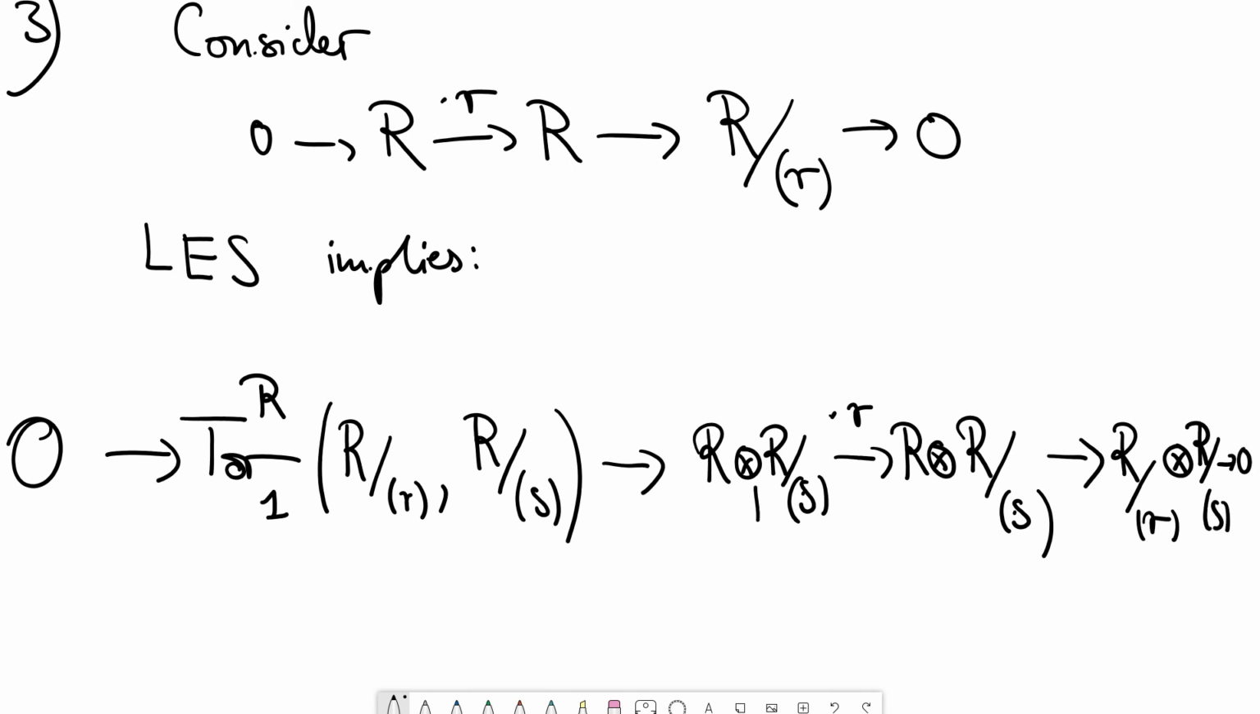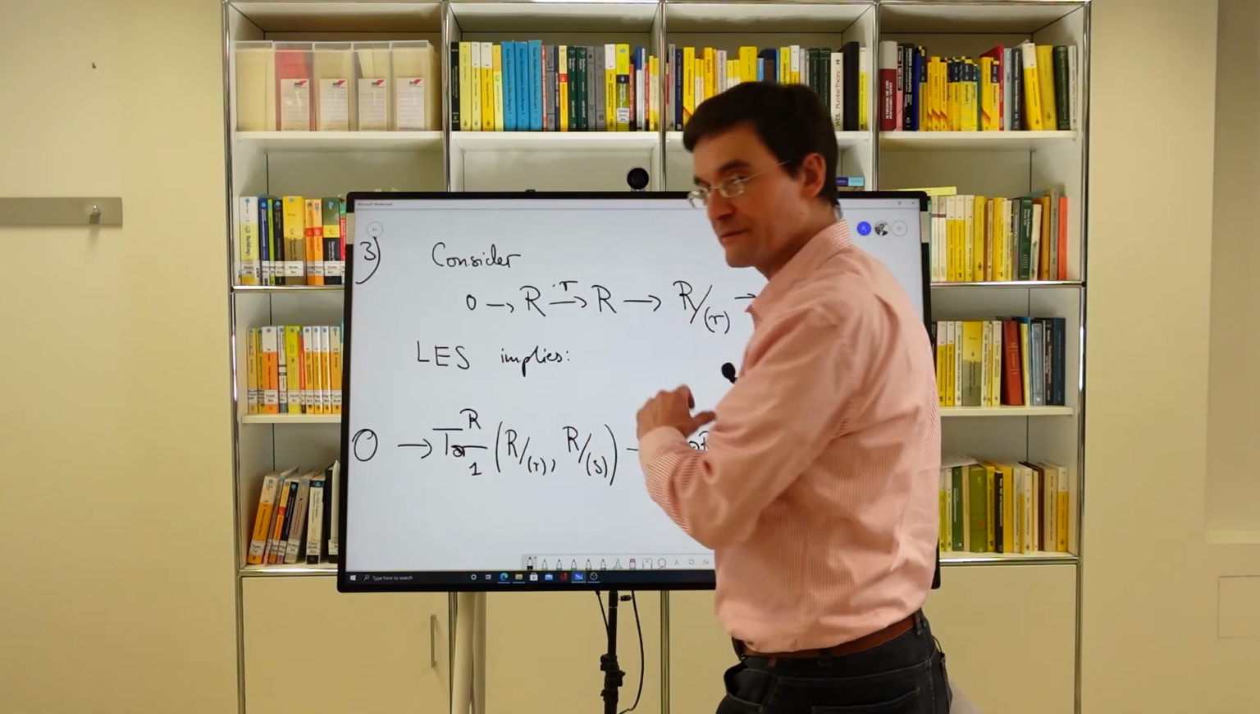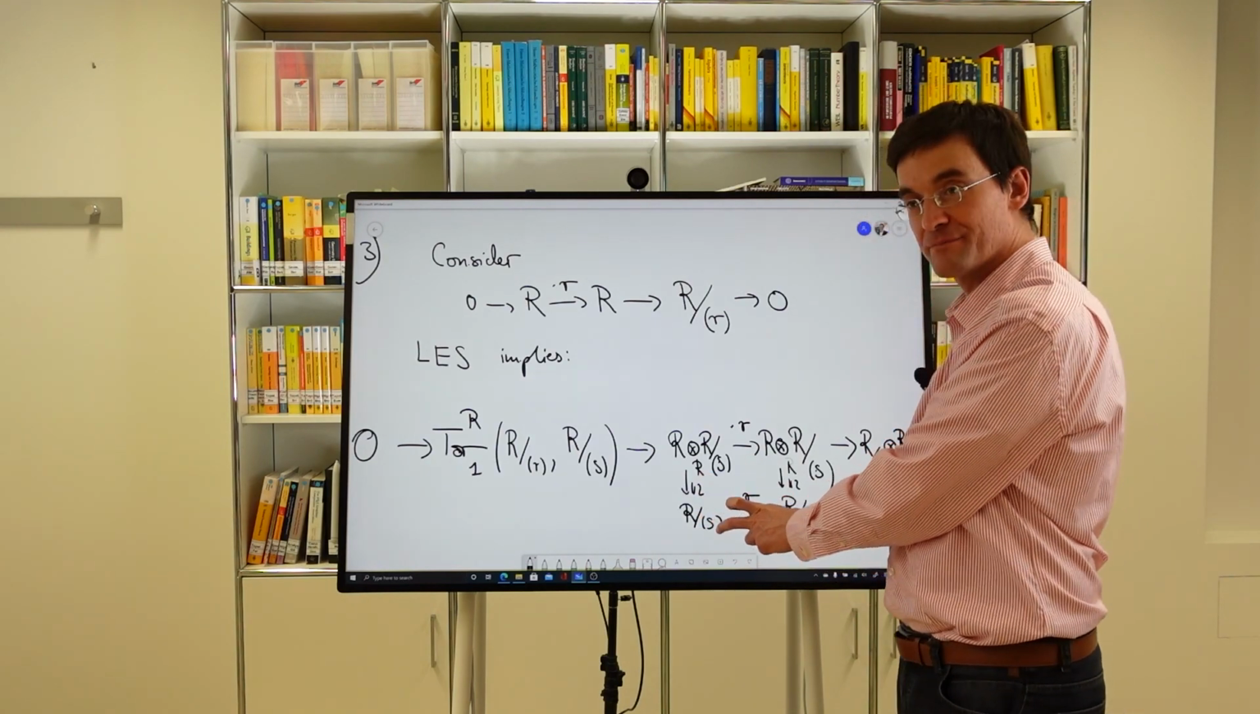Now, the tensor products are taken over R. So we know that this is just R mod S, and it's still multiplication with R. And now you see that this Tor term that we want to compute is just the kernel of this map.